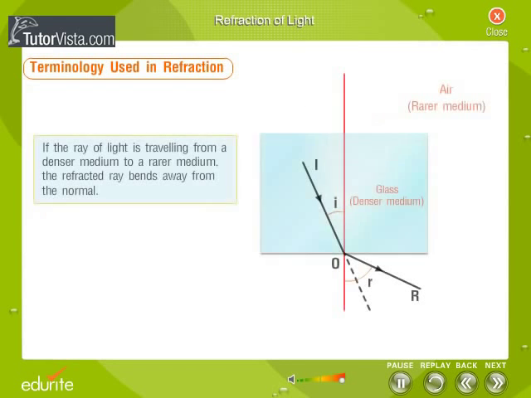If the ray of light is traveling from a denser medium to a rarer medium, the refracted ray bends away from the normal. Here, IO is the incident ray, OR is the refracted ray, I is the angle of incidence, and R is the angle of refraction. In this case, angle I is less than angle R.